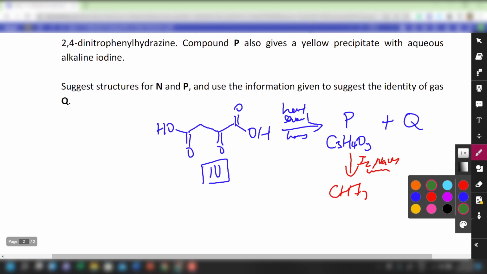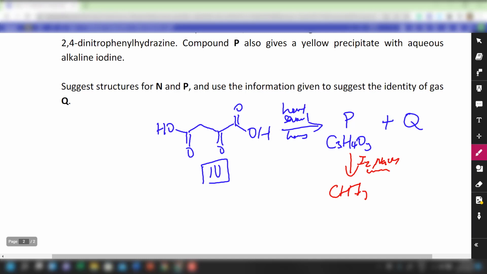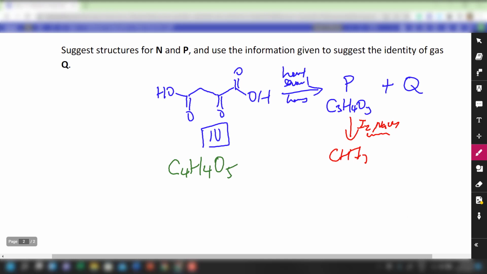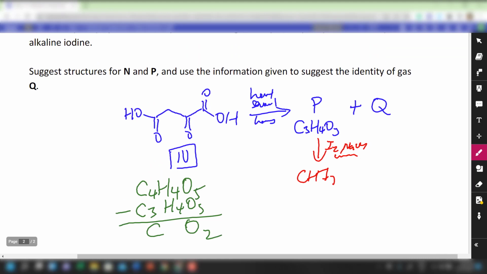Okay, the easiest way to go about working on this particular question is first let us calculate or just write out the molecular formula for N. Okay, yeah, so 1, 2, 3, 4, so 4 carbons, C4, H4, and then O, 1, 2, 3, 4, 5, so O5. Okay, and then we are just going to compare with the formula of P. Okay, so the formula of P is C3H4O3. Okay, so if I'm just going to do a direct subtraction, I'm going to end up with CO2. Yeah, so from here, we can easily say that the identity of Q is therefore carbon dioxide gas.